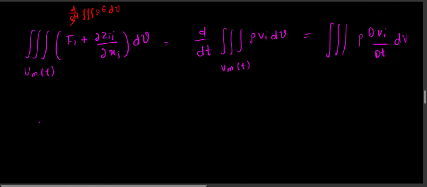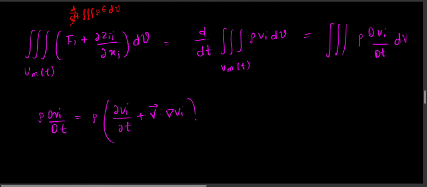From this we can write that rho dv_i by dt, and if I expand this using the material derivative formula which we have, we'll have ∂v_i by ∂t plus v dot gradient of v_i is equal to f_i plus ∂σ_ij by ∂x_j. This is just the tensorial notation which I'm writing. I've just said that if these two integrals are equal, then these two terms are also equal, because I'm integrating over the same material volume, and the integral is also the same, so therefore they should be equal, and I've got this result.